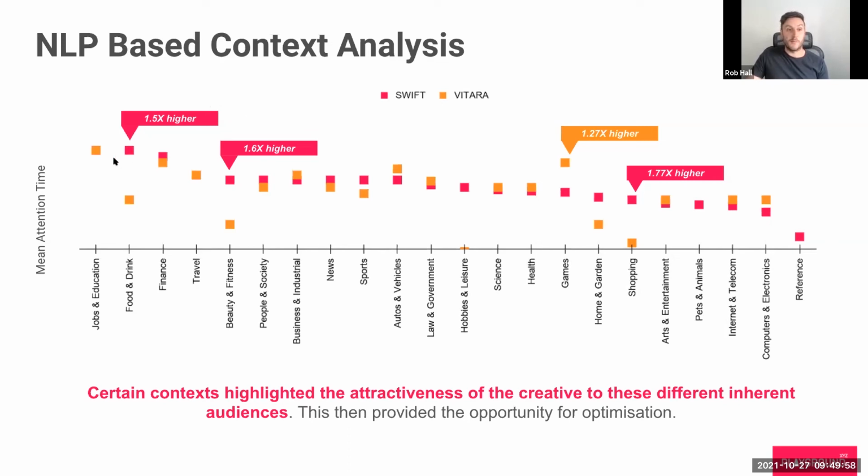So the Swift did better in food and drink, beauty and fitness, whereas the Vitara started doing better in games, auto and vehicles, jobs and education, and computer electronics. What this shows and proves is that 2 different creatives from the same advertiser had 2 inherent audiences sitting behind them. And those audiences appear in different contexts, and you're able to pick up the signal of which contexts and which audiences in those contexts are resonating with your creative and which aren't.